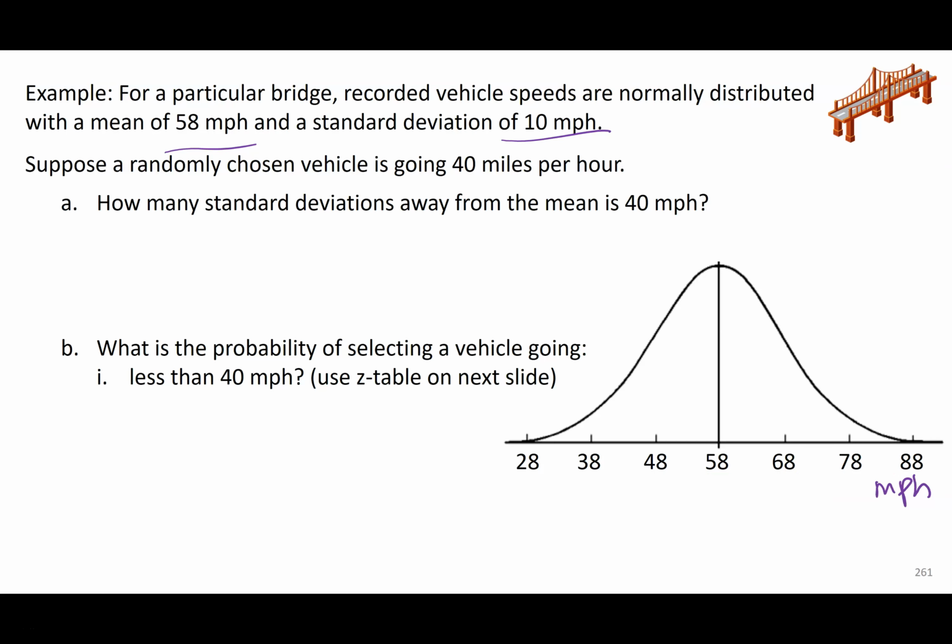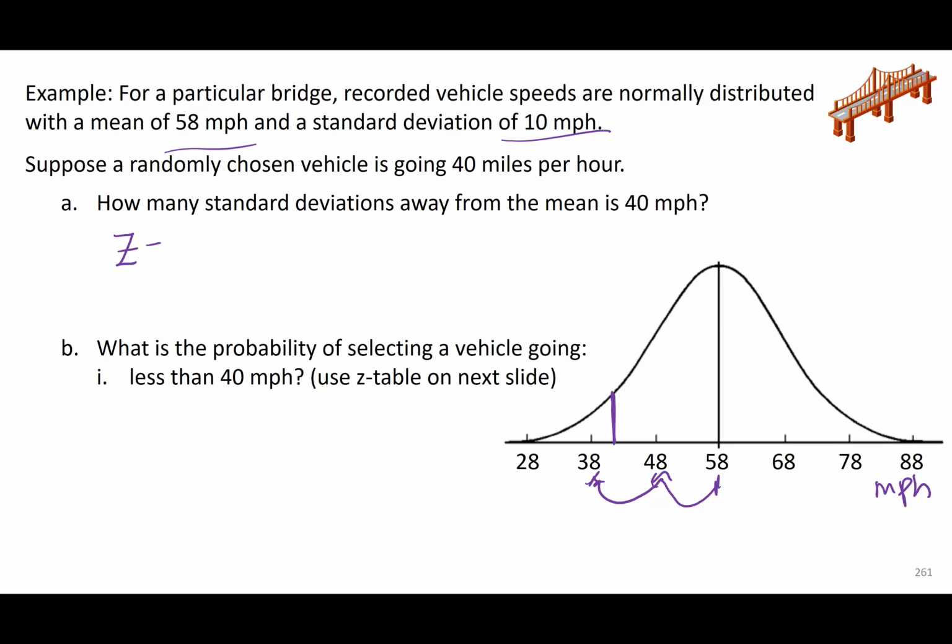Suppose a randomly selected vehicle is going 40 miles per hour, so they're somewhere over here. We want to know how many standard deviations from the mean it is. Just looking at it, here's the mean, here's 1 less, and here's 2 less. It's somewhere between -1 and -2 because it's less than. I don't know exactly where it is, but we can figure this out.